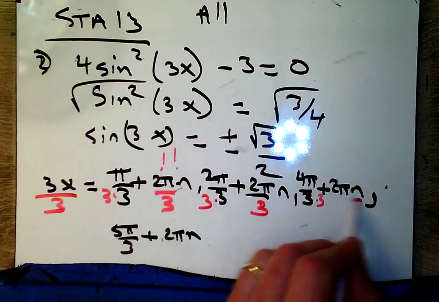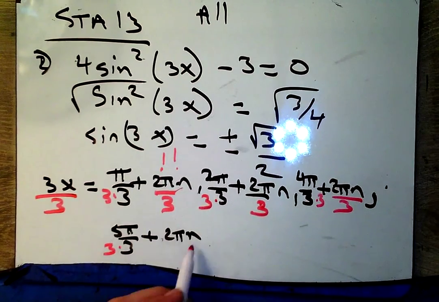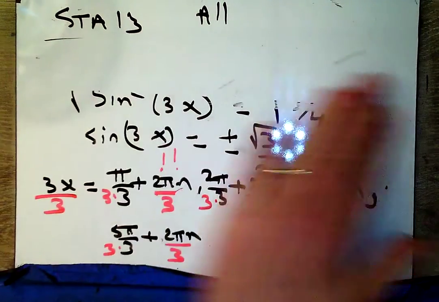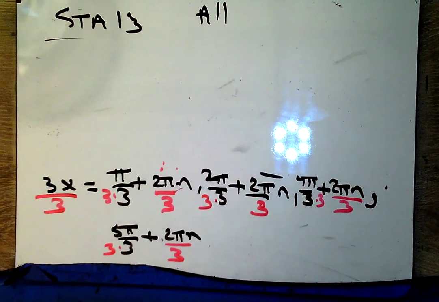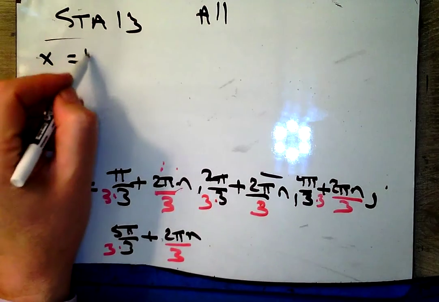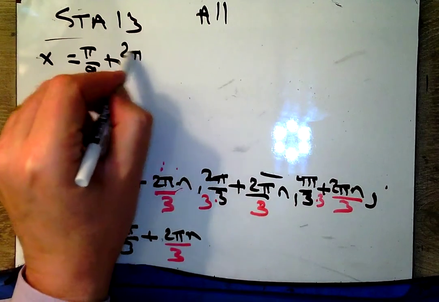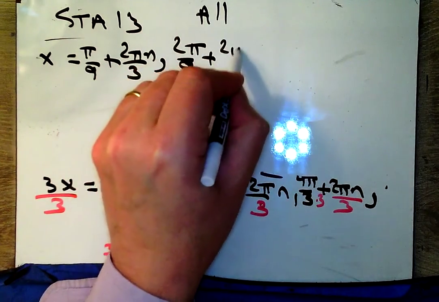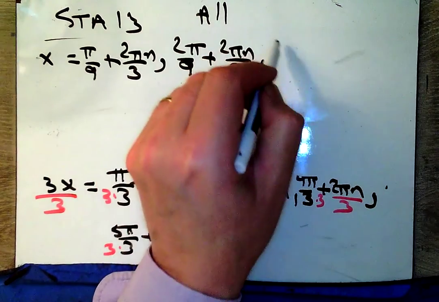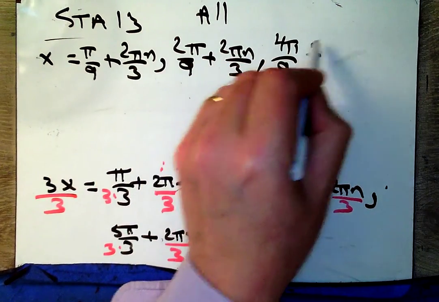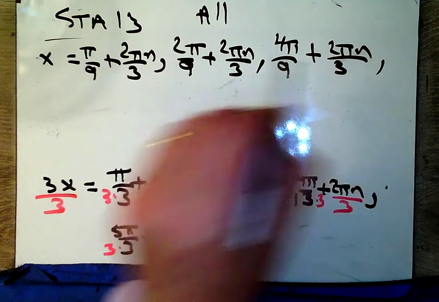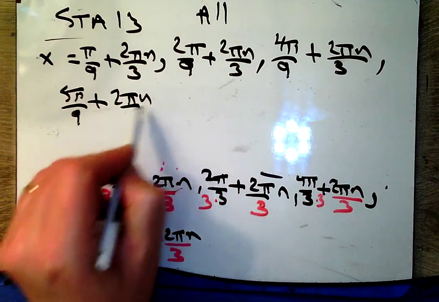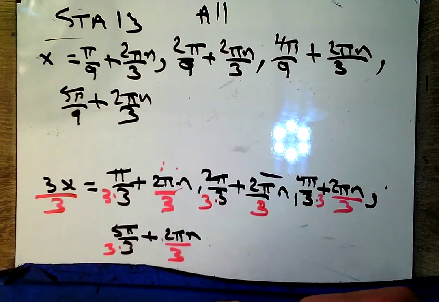3, 3, 3, 3. And so I'm going to get all these answers, and I'm going to be pretty unhappy because it's a whole bunch of writing I don't want to do. X equals pi over 9 plus 2 pi n over 3, and 2 pi over 9 plus 2 pi n over 3, and 4 pi over 9 plus 2 pi n over 3, and 5 pi over 9 plus 2 pi n over 3. Oh my goodness, that's so much work.